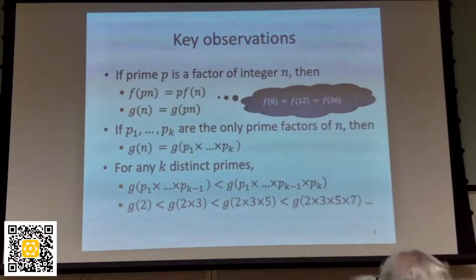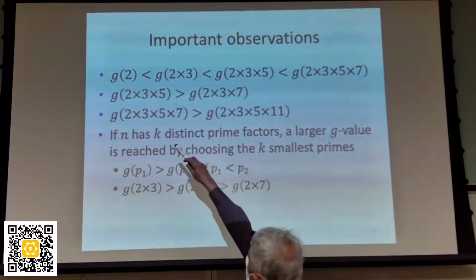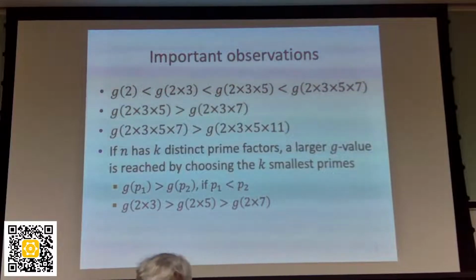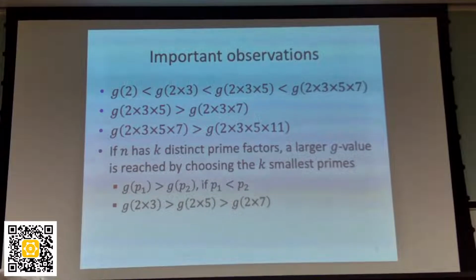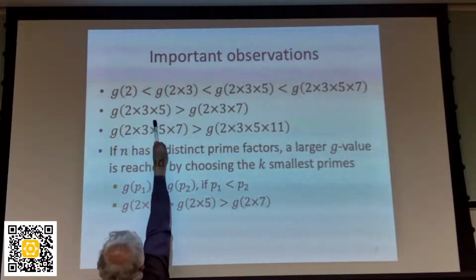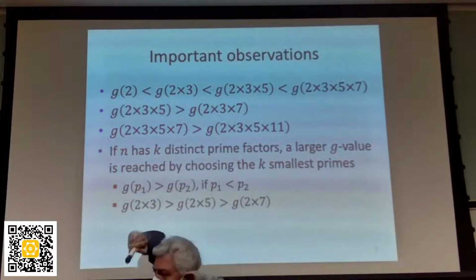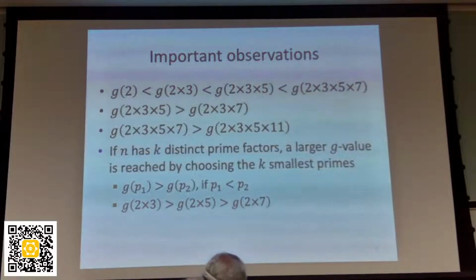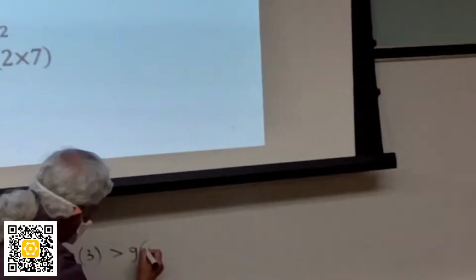So what have we learned? We've learned some interesting things. We know that G of 2 is less than G of 2 times 3 because you're adding a prime number. So as you add more prime numbers, you're going to get better. Here's another one that's very useful. If I take 2, 3, and 5, before that I should say that G of 2 is better than G of 3, is better than G of 5.